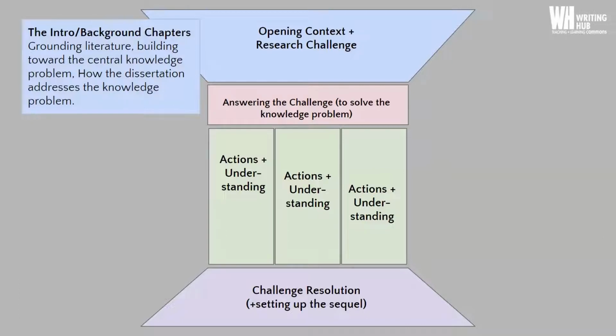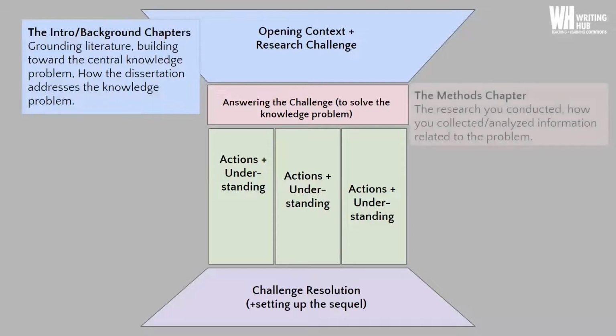So this grounding literature is going to be used to build toward a central knowledge problem. And you will signal in this chapter how the dissertation addresses the knowledge problem. Sometimes you'll also give a roadmap for how the reader will experience the ensuing chapters in the dissertation.